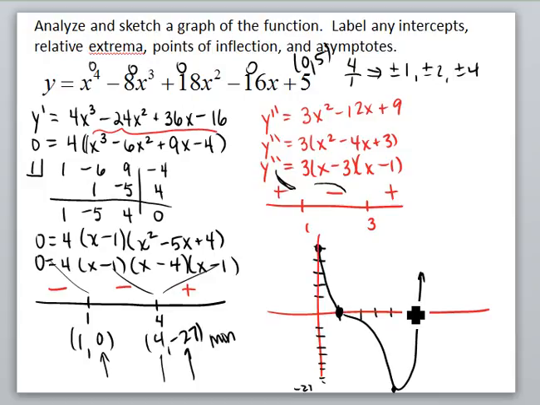It's not exact by any means, but we've gotten the idea of it. Increasing and decreasing, you should list down that it's decreasing from negative infinity to 1 and from 1 to 4. It's increasing from 4 to infinity. You should also mark down that it's concave up from negative infinity to 1 and from 3 to infinity. It's concave down from 1 to 3. All those things should be written out.